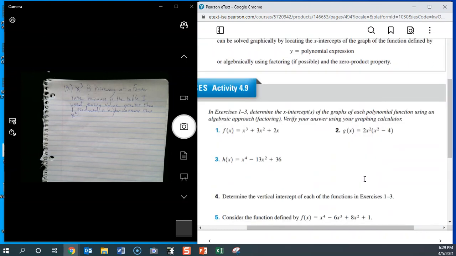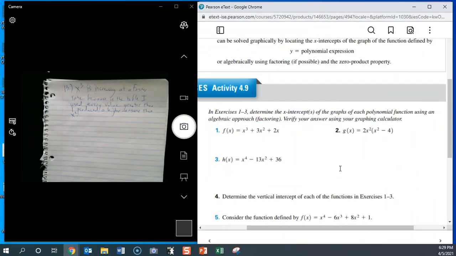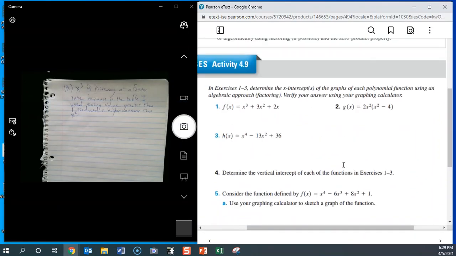Okay, we're going to get to all of this as we go through these problems here. Now again, we're supposed to go through problems 1 through 9. So let's take a look here at problem number 3, but let's read the problem. It says, in exercises 1 through 3, determine the x-intercepts of the graphs of each polynomial function using an algebraic approach, factoring. Verify your answer using your graphing calculator.